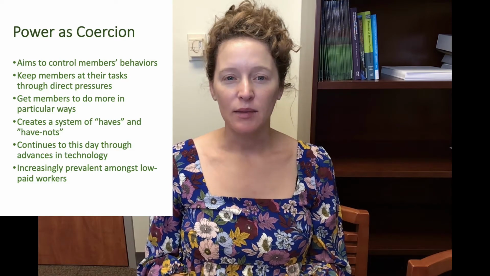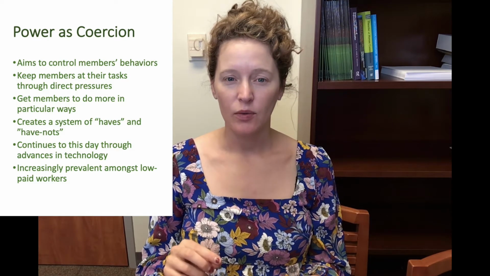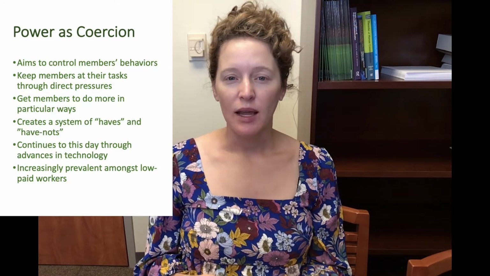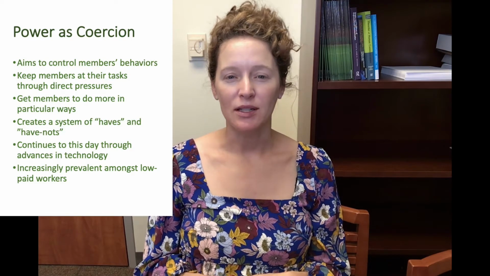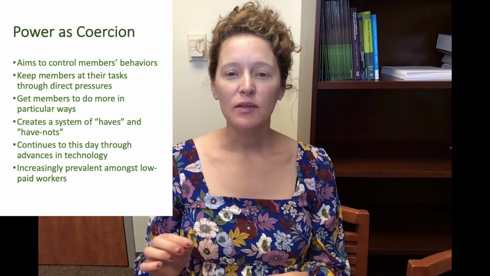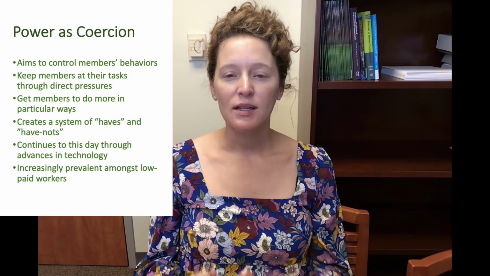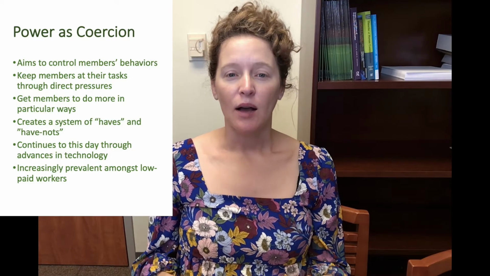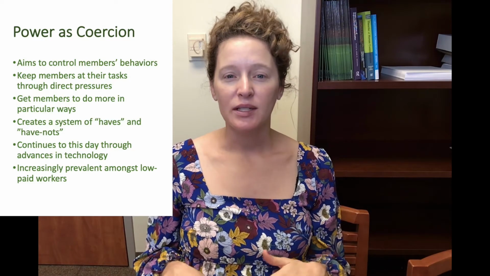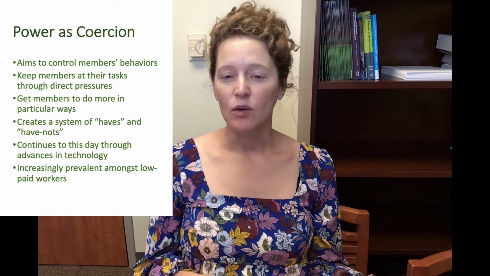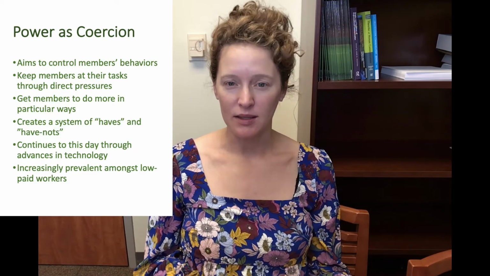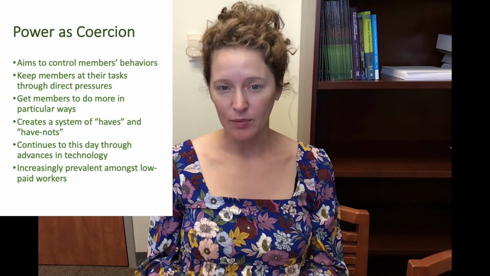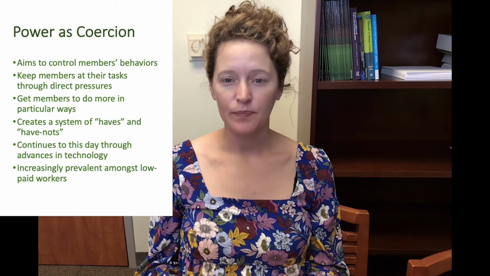It basically aims to keep organizational members at their tasks through direct pressures. Some early examples of this were punch clocks and company spies to identify troublemakers and union sympathizers. Coercive control processes are ways organizations try to get their members to work more, and do so in specific ways. It reduces autonomy and generally tends to create a distance between the organizational haves, who design the processes and implement them, and the organizational have-nots, who simply have to abide by the processes without input or autonomy.